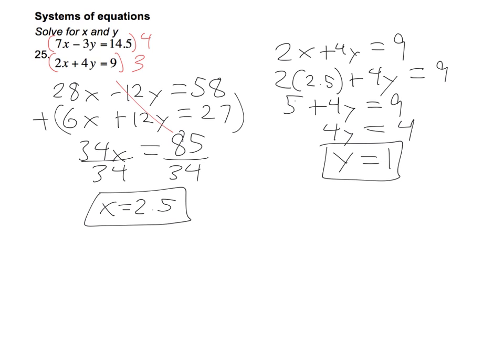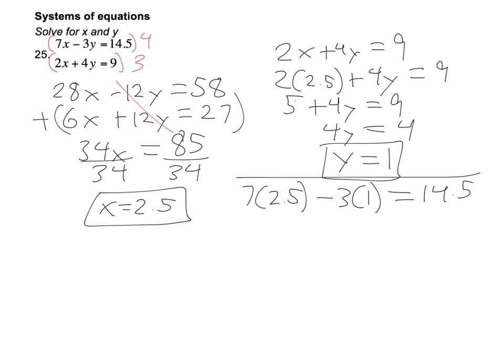The nice thing about these types of problems is you could always double check this by plugging your x value and your y value into the other equation and seeing if it works. So I'm not always going to do this, but real quick I'll show you that. So we have 7 times 2.5, my x value, minus 3 times 1, my y value. Again, I'm just using this first equation here, equals 14.5. So I end up getting here that 17.5 minus 3 equals 14.5, and that is true. So that is probably a really good indication that you have the correct answer here.